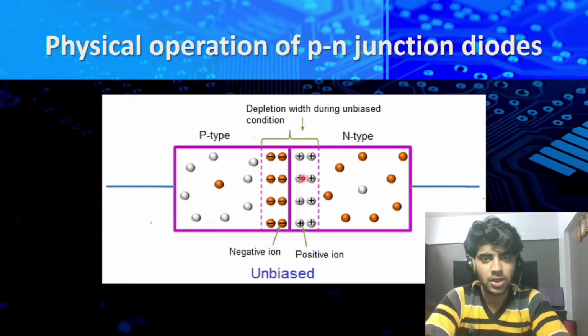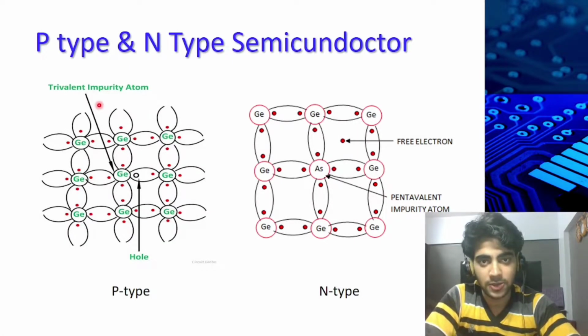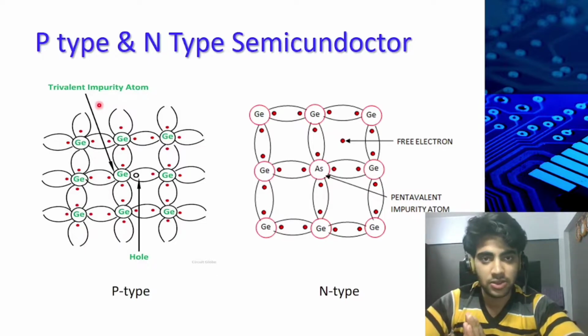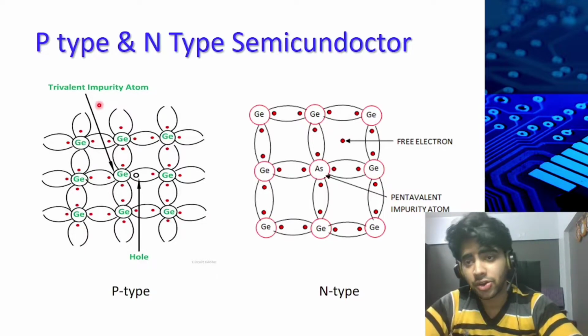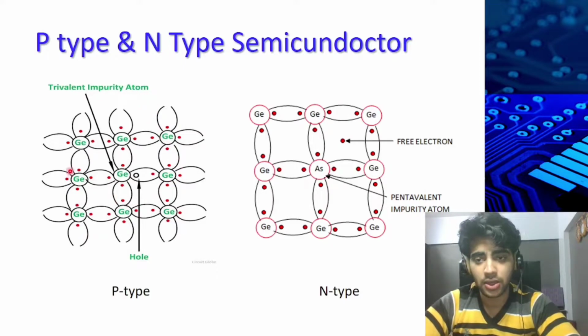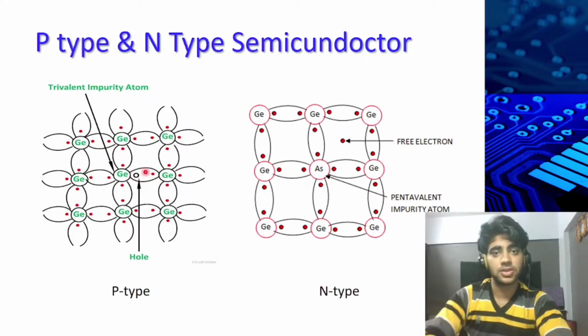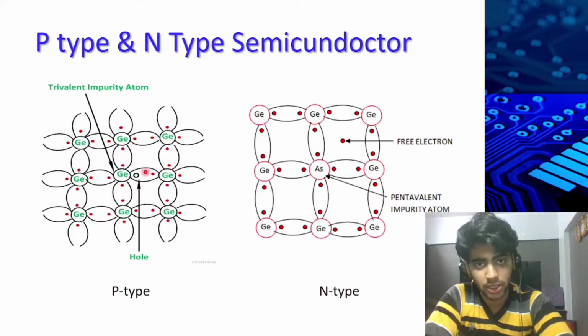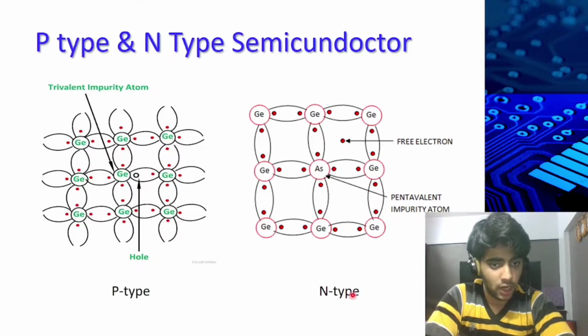But what is a p-type semiconductor and what is an n-type semiconductor? First of all, we are going to see the p-type semiconductor. P-type semiconductors are doped with trivalent impurity atoms, which means they tend to have a hole in them, an absence of an electron. Whereas n-type semiconductors are doped with pentavalent impurity atoms, which means they tend to have a free electron in them.